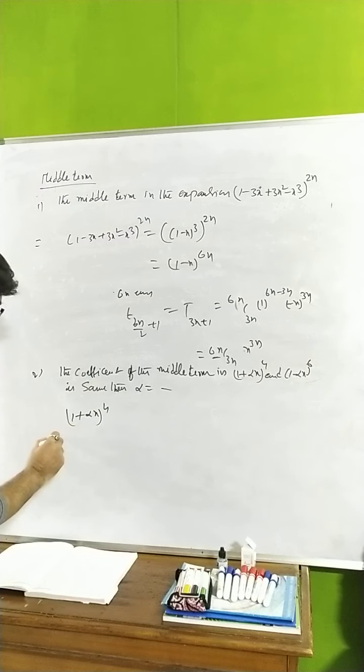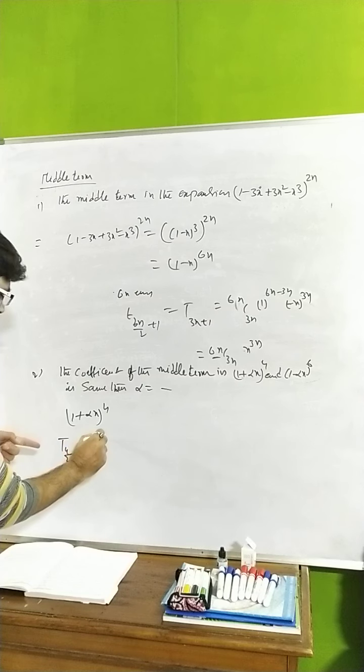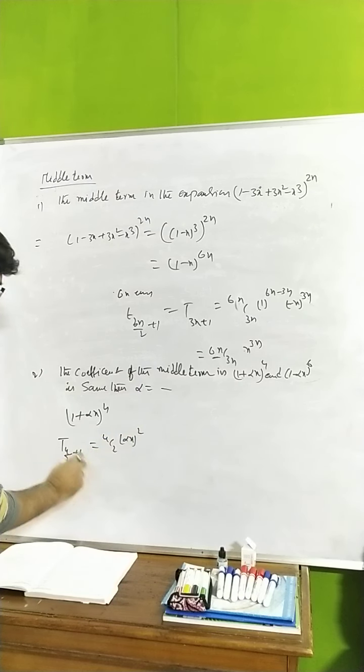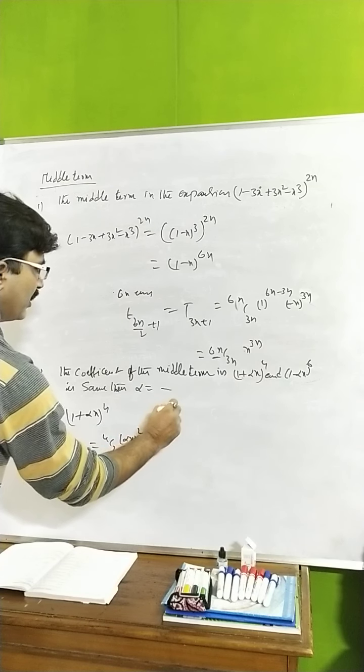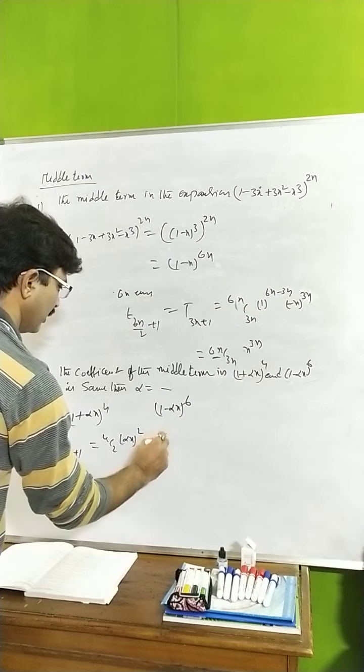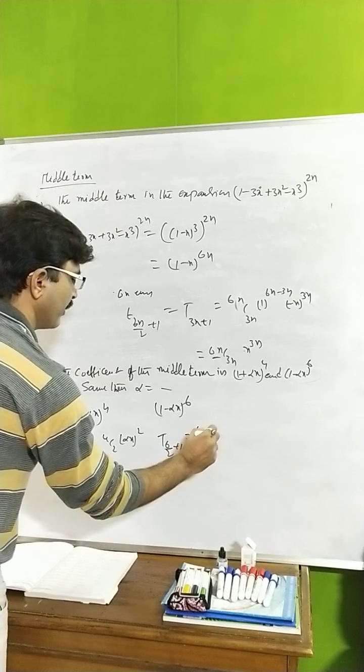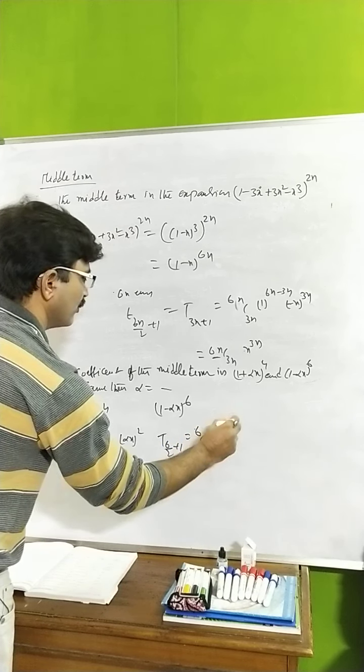That means even. Even means t 4 by 2 plus 1. You know very well that we can write 4c2, right? Alpha x whole square we are going to write. This is one. Another one is 1 minus alpha x whole to the power of 6. T 6 by 2 plus 1. Here also we'll get 6c3 and minus alpha x whole cube.